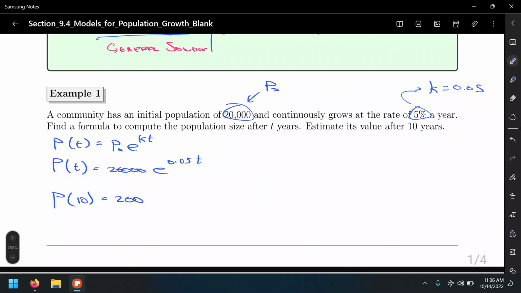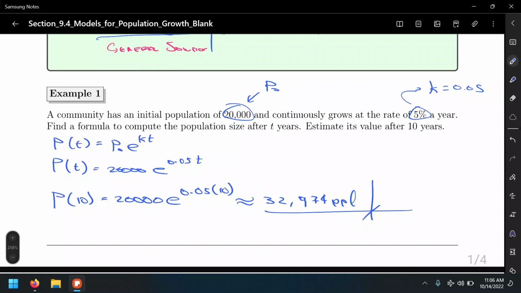In this case they're asking us to estimate the value of the population after 10 years. All we have to do is substitute t equals 10, and this should be approximately 32,974 people. Alright, and this makes sense because it's population growth. Initially we start with 20,000, so we would expect to get a larger number, right? So that should make sense.